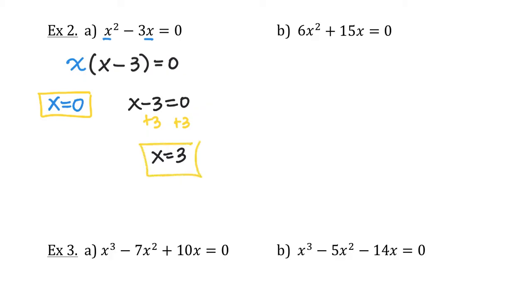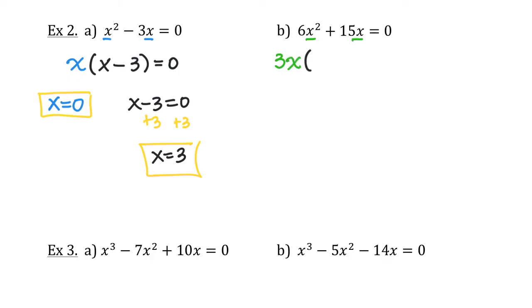Okay, next one, part B, let's check it. It will be similar. Is it in standard form? Highest degree to lowest equals 0. It's in standard form. Let's check for a common factor. Let's see, between 6 and 15, I can take out a 3. And then x squared and x, I can take out an x.